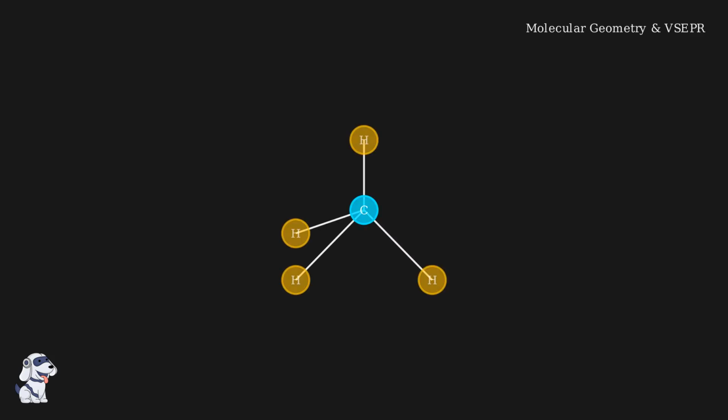VSEPR theory, or valence shell electron pair repulsion, posits that molecular geometry is dictated by the mutual repulsion of electron pairs in the valence shell. By arranging themselves as far apart as possible, electron pairs minimize potential energy, creating the characteristic 3D shapes observed in nature.